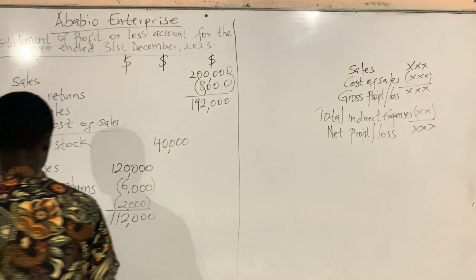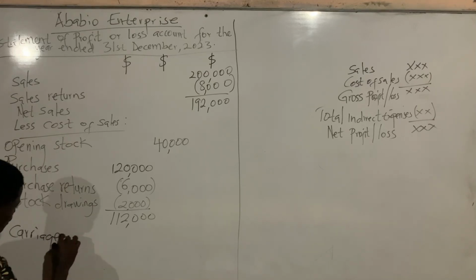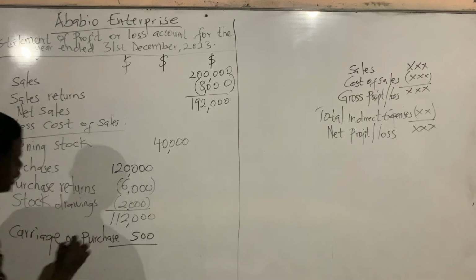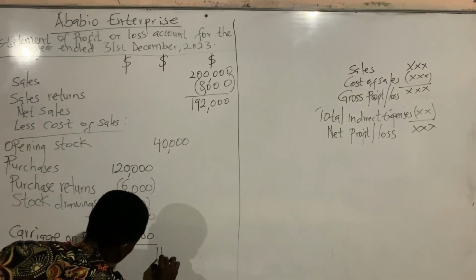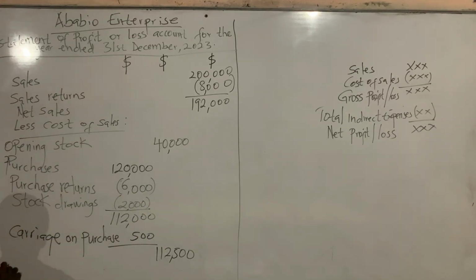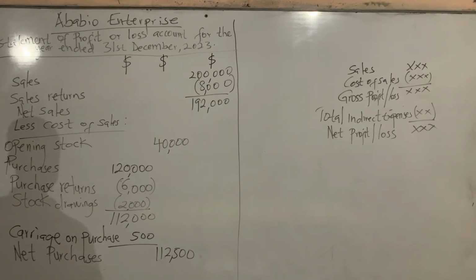So now let's add our carriage inwards or carriage on purchases. Carriage on purchases. And per the trial balance, it is $500. So we will add it and we will get $112,500. So this $112,500 is what's referred to as the net purchases. Our net purchases. So if we were given the net purchases direct in the trial balance, we wouldn't have bothered ourselves to do all these calculations.